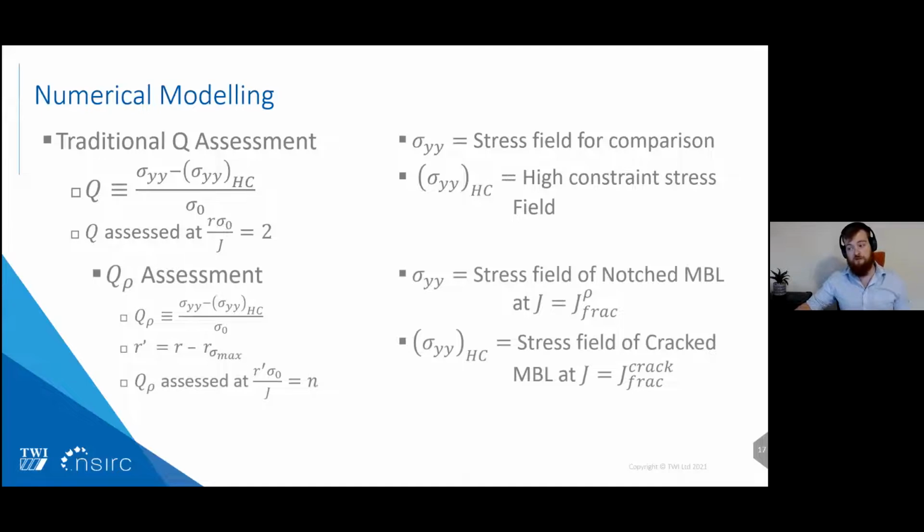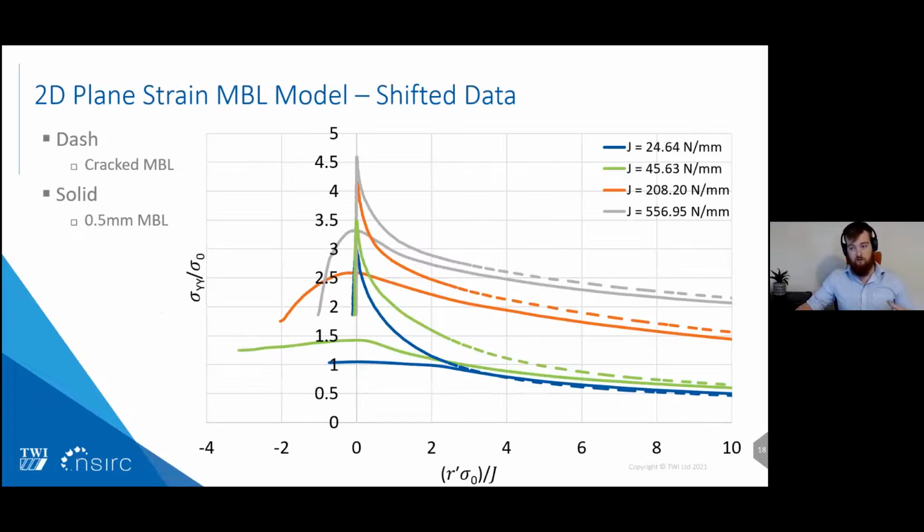By comparing the stress field of the notch model and the stress field of the cracked model at this new R prime sigma 0 over J equal to N, where we can vary N, but for now we'll keep it equal to 2, we hope to give a different but also valid Q row assessment. The nice benefit of this is that by shifting the data by the position of peak stress, the cracked models remain largely in the same position, which means that cracked constraint assessments using this method will remain basically the same.